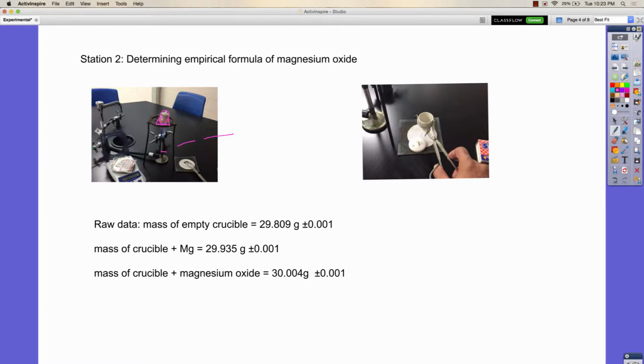This is how you should carry the crucible. Be gentle, don't put too much pressure. It will slide, drop, and break.